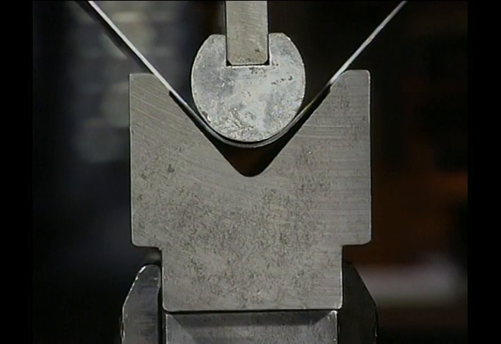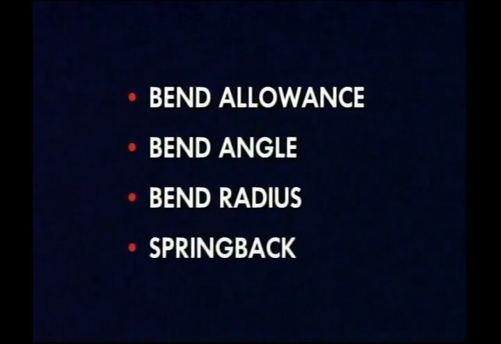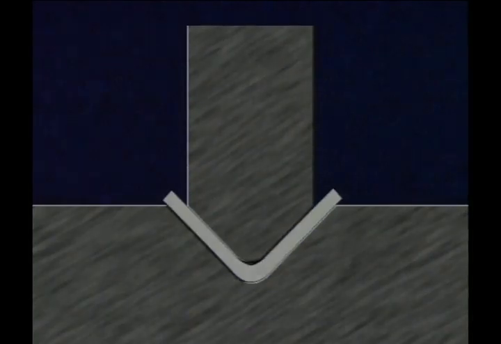The principal terms used to describe bending on press brakes are bend allowance, bend angle, bend radius, and spring back. Bend allowance is the pre-bent length of material that must be included in a blank to allow for any deformation that occurs due to the bending operation.